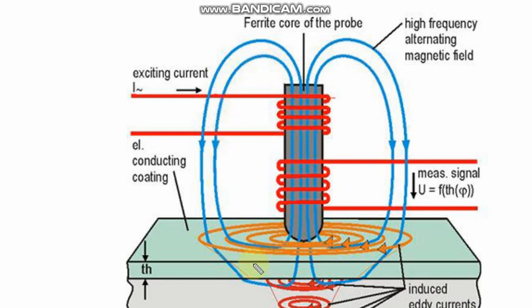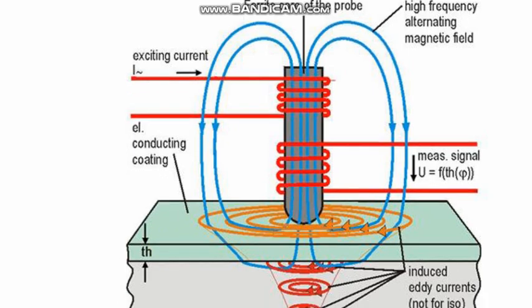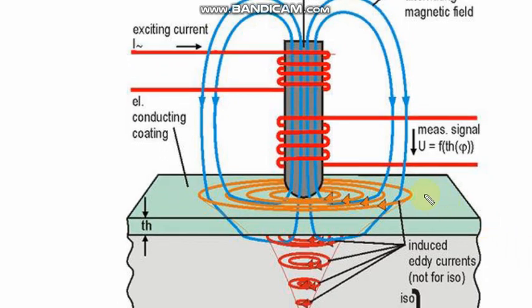At the bottom, this blue strip is a conductor. Around this electromagnet there is a conductor having a thickness TH, and this is the cut view of the conductor. Here you can watch the orange, yellowish circulating lines on the surface of the conductor.